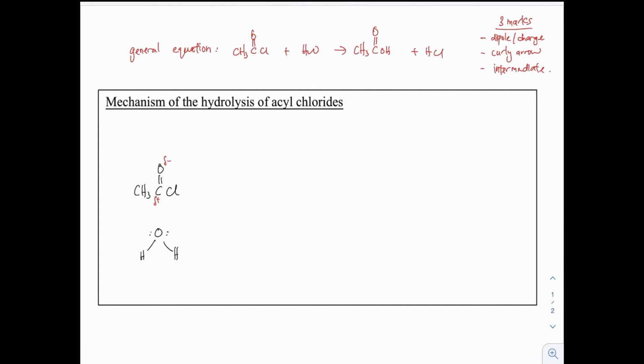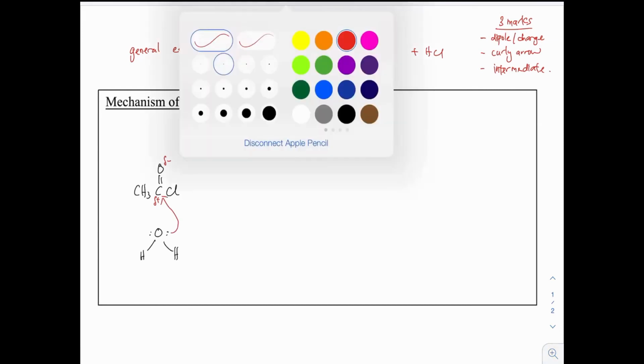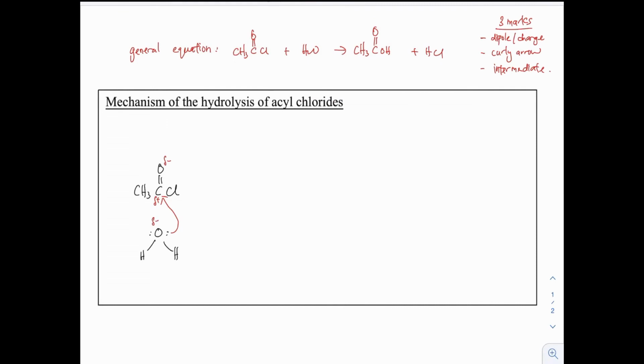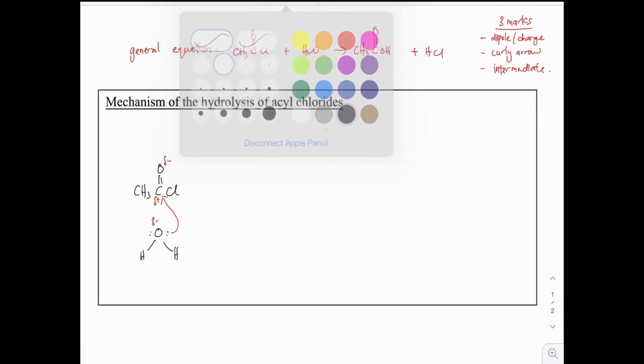Alright, and the first step is the attack of the more negative side on the more positive side, which is from the lone pair of the oxygen towards the carbon. For this oxygen, it is actually the delta negative side. Alright, now second step.